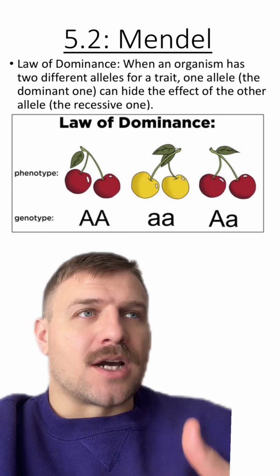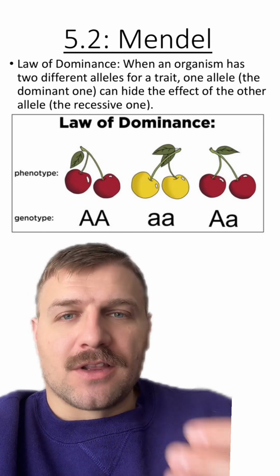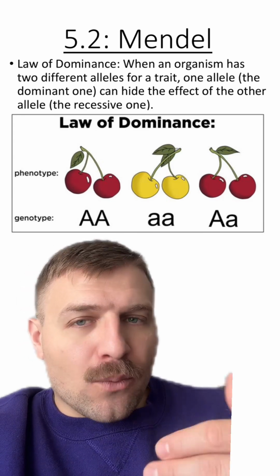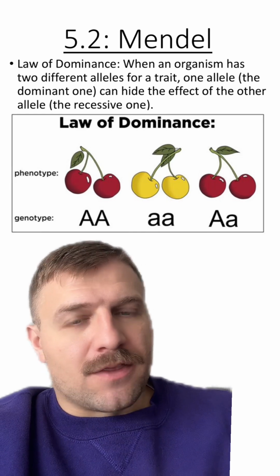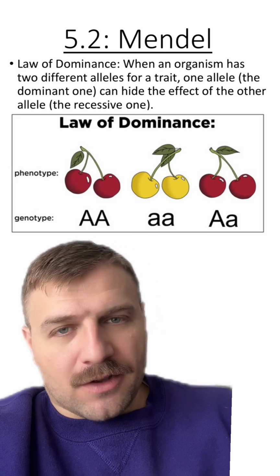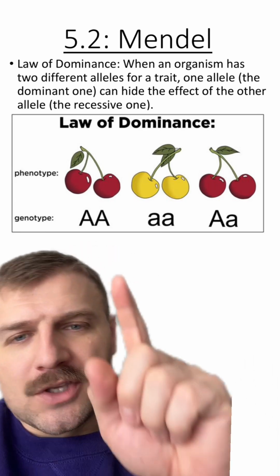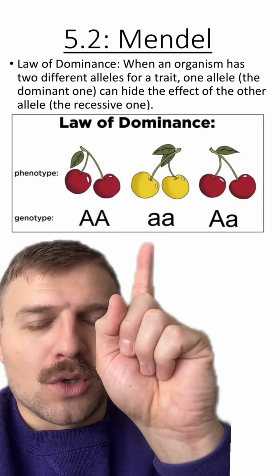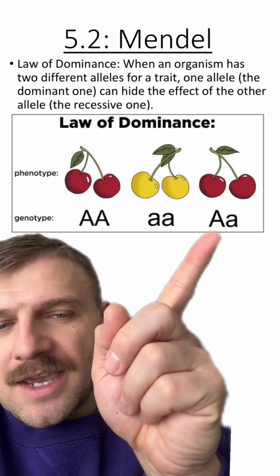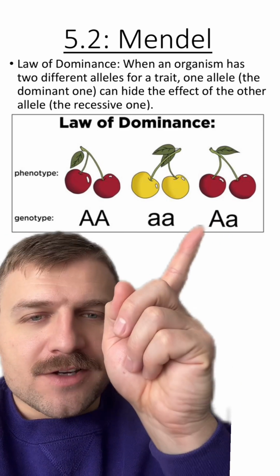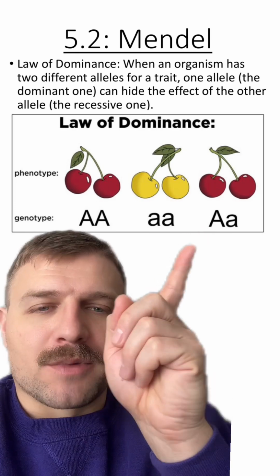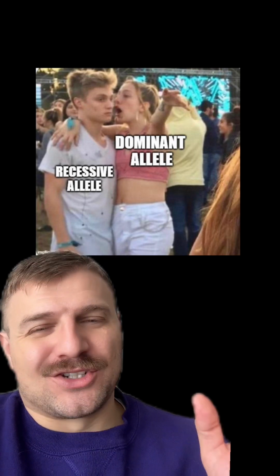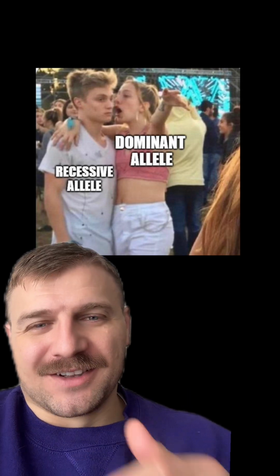So what do we need to understand from his work? We need to understand something called the law of dominance. This is when an organism has two different alleles for a trait, and one of those alleles is the dominant allele. This will hide the effect of the other allele, the recessive allele. In this example, you can see the big A allele produces red cherries while the little a allele produces yellow cherries. You can see the heterozygous form still is red. Whenever there's a dominant allele here, the dominant phenotype will be produced. This is a perfect meme to show you what dominant versus recessive alleles look like.